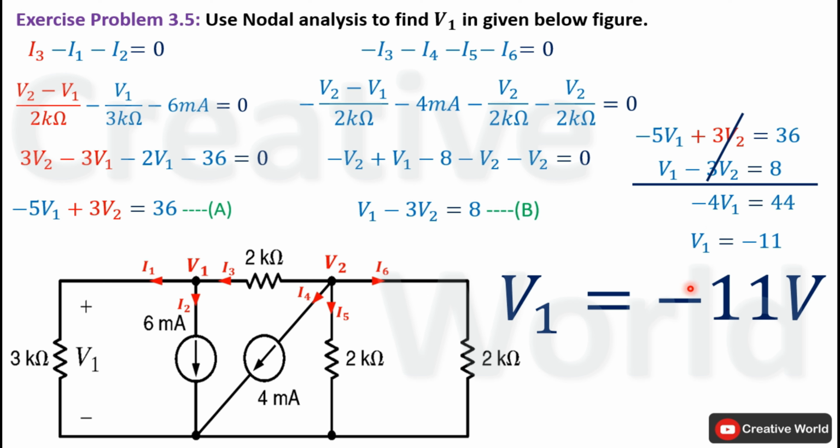Here minus sign with the value of V1 is indicating that the polarity of voltage V1 taken in this network is wrong. The actual polarity of V1 is opposite to the given polarity, which means the direction of current I1 is towards this node rather than leaving from this node. So this was exercise problem number 3.5.